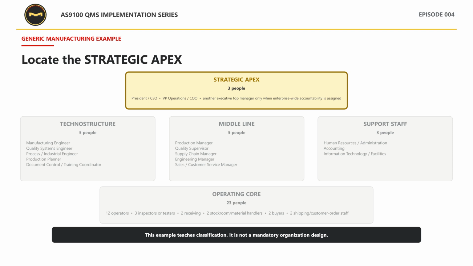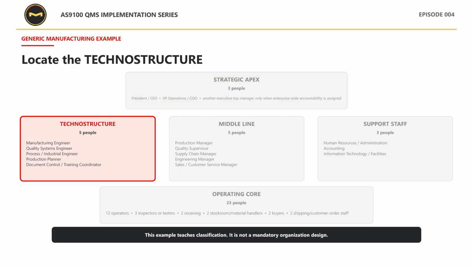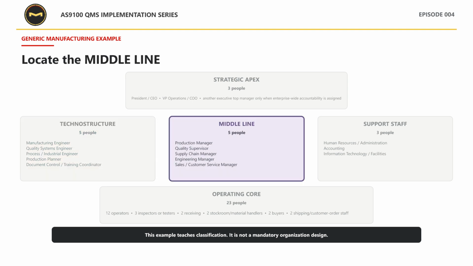In this example, the strategic apex includes the president or CEO, the vice president of operations or COO, and one additional executive only when that role carries enterprise-wide top management accountability. The technostructure includes the specialists who design and standardize the system, manufacturing, quality systems, and process engineers, the production planner, and document control or training coordination. The middle line includes the managers and supervisors who carry formal authority to operating work, production, quality supervision, supply chain, engineering, and sales or customer service management.